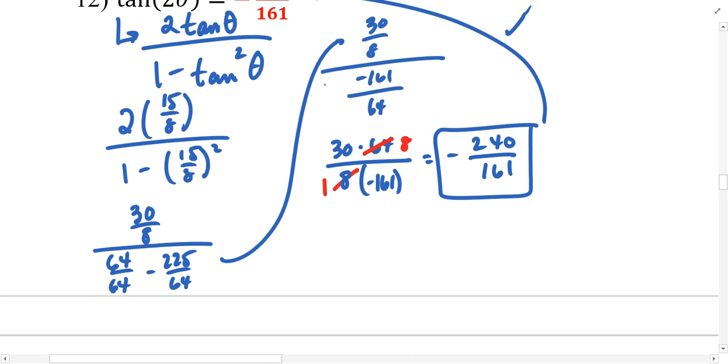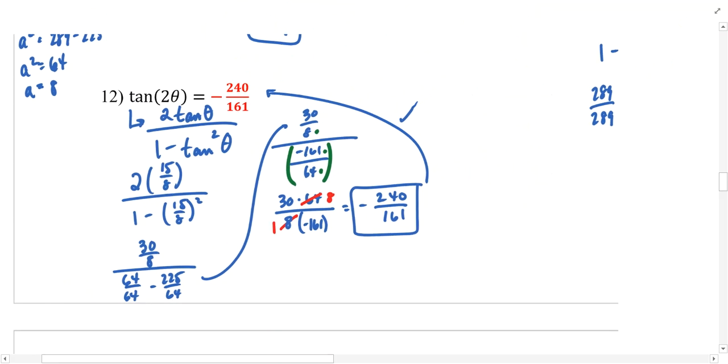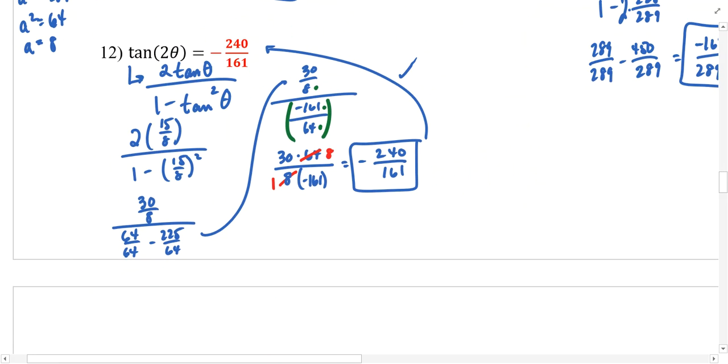When you're dividing two fractions, that would be the same as multiplying by the reciprocal of this fraction. And so 30 times 64 over 8 times negative 161. These two had a common factor of 8 that canceled, but nothing else did. So 30 times 8 was 240. 1 times negative 161 was negative 161. And we got that final answer here.